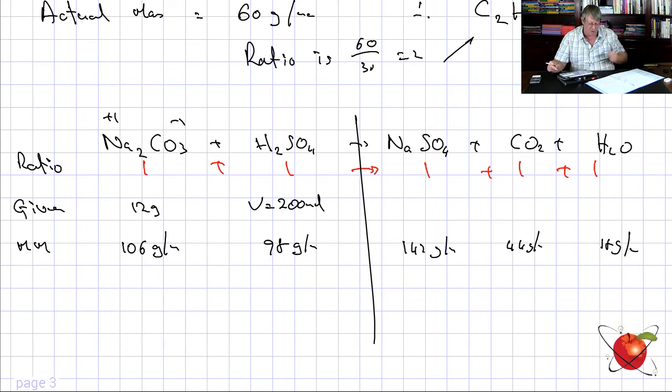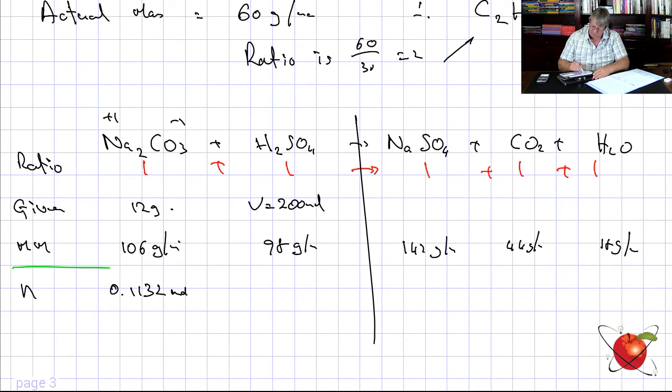How do we work it out? We know a mass and we know a molar mass, so we can work out the number of moles. If I do that, it's 12 over 106. Let me just check my arithmetic. It's going to be equal to 0.1132 moles, correct.